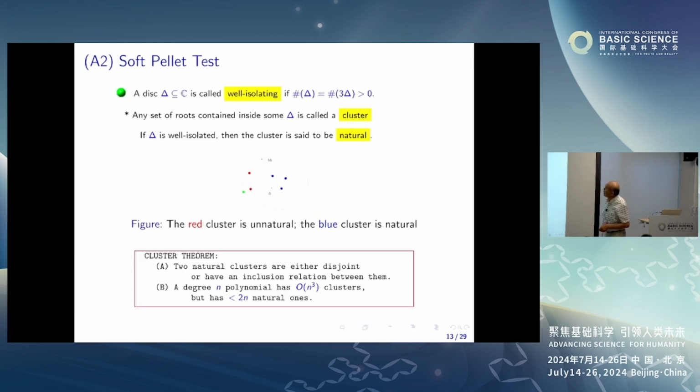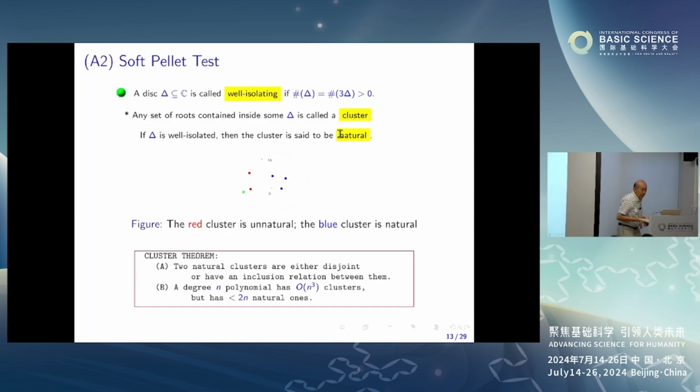The first idea is what I call well-isolated. I'm going to use it again in the Euler method at the end. So a complex disk delta is called well-isolating if the number of roots in delta of the polynomial, of course, is equal to the number of roots in 3 delta. You expand it 3 times, and you don't get new roots. They're equal. And so this is well isolated. Any set of roots inside some delta is called a cluster. But if it is well isolated, then we say the cluster is natural.